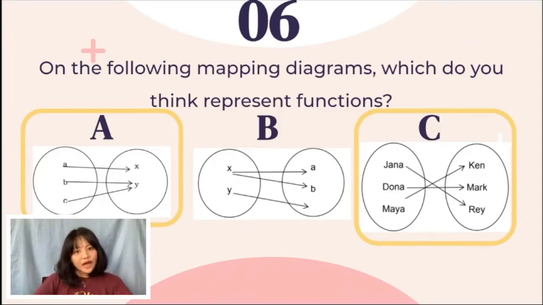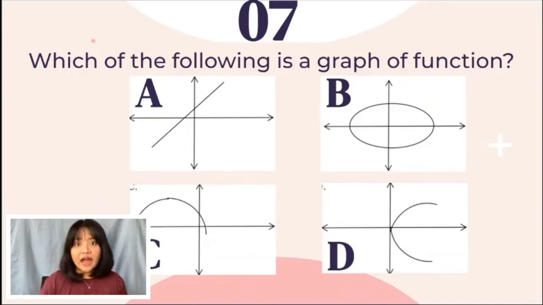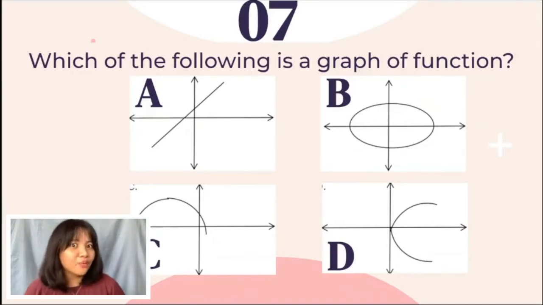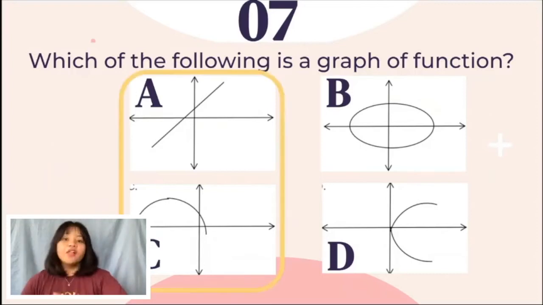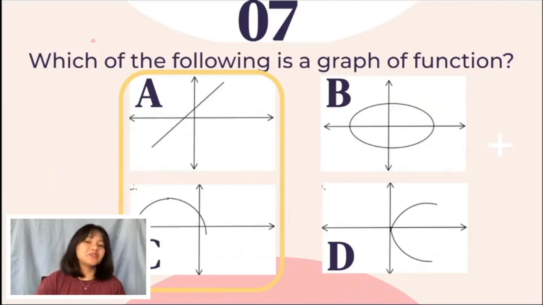So let's move now to our statement number 7. Which of the following is a graph of function? So 5 seconds ulit tayo pili lang. Pwedeng more than one ang correct answer. 5, 4, 3, 2, and 1. Time's up. The correct answers are letter A and C. Sige, so yung dalawang graph na yun ay graph of functions, pero yung B and D, hindi.